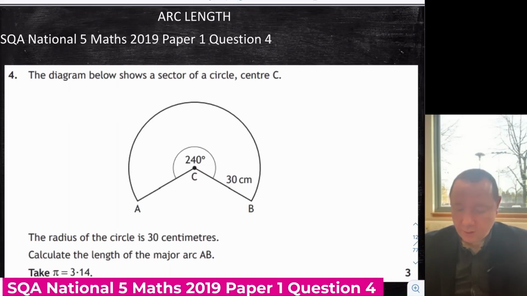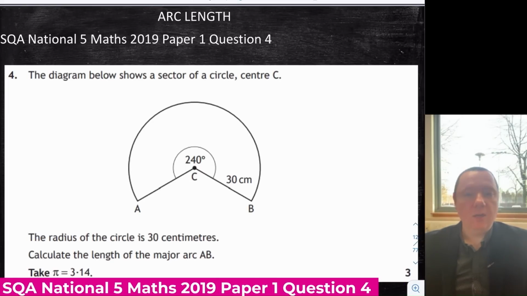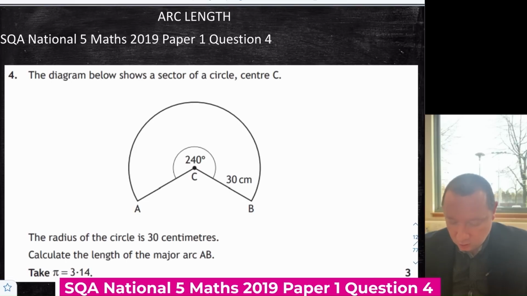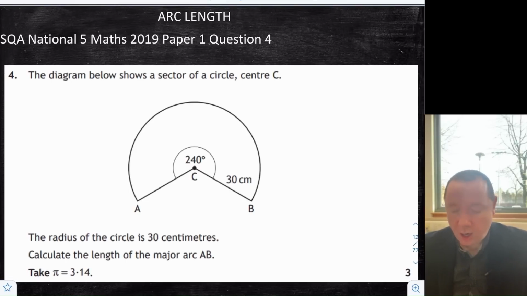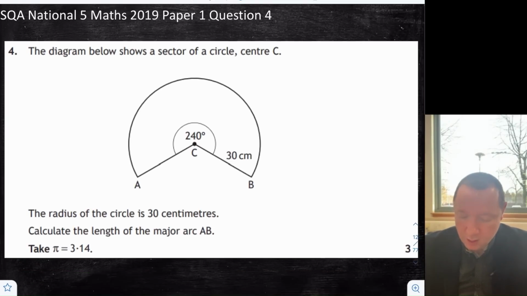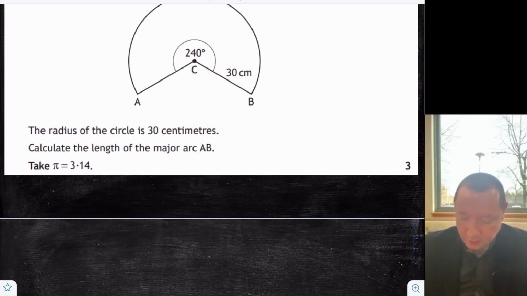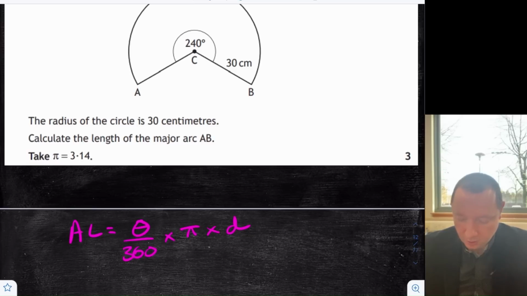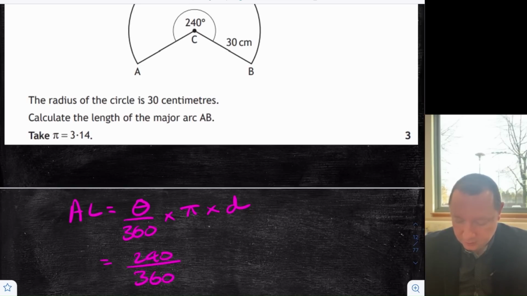SQA National 5 Maths 2019 Paper 1 Question 4 had this arc length question. It says the radius is 30, the angle is 240, calculate the length of the major arc. Now this was paper 1, so it's non-calculator, so I'm going to give you some hints for this one. You still start off in the same way, don't be worried. Arc length equals angle out of 360 times pi times diameter. Now we can just substitute in. Our angle is 240 out of 360 times by pi times by 60.